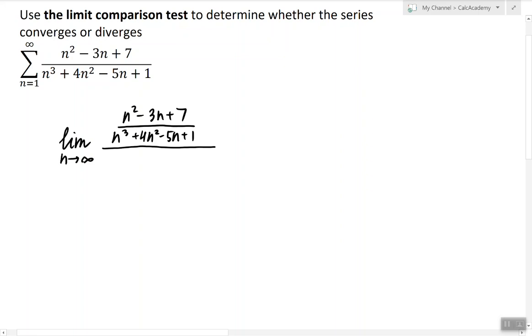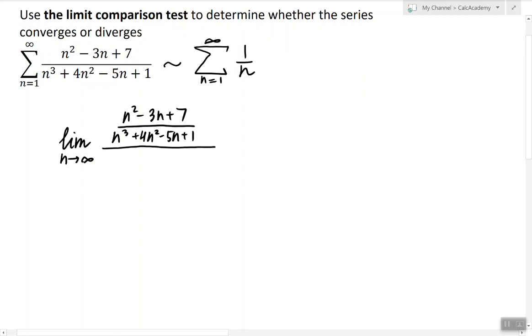And that will mean that the given series behaves exactly the same way as the one that we are comparing it with. So for example, in this case, I see that this series will behave exactly the same way as 1 over n. How so?